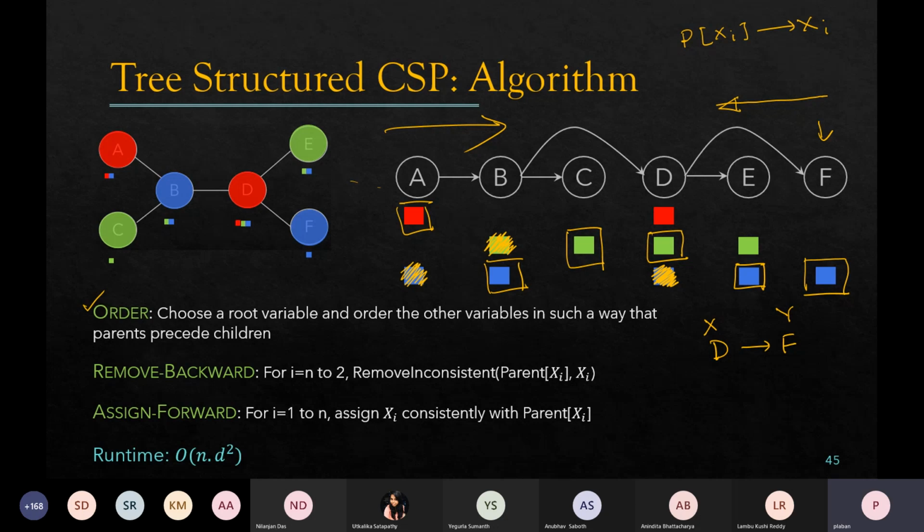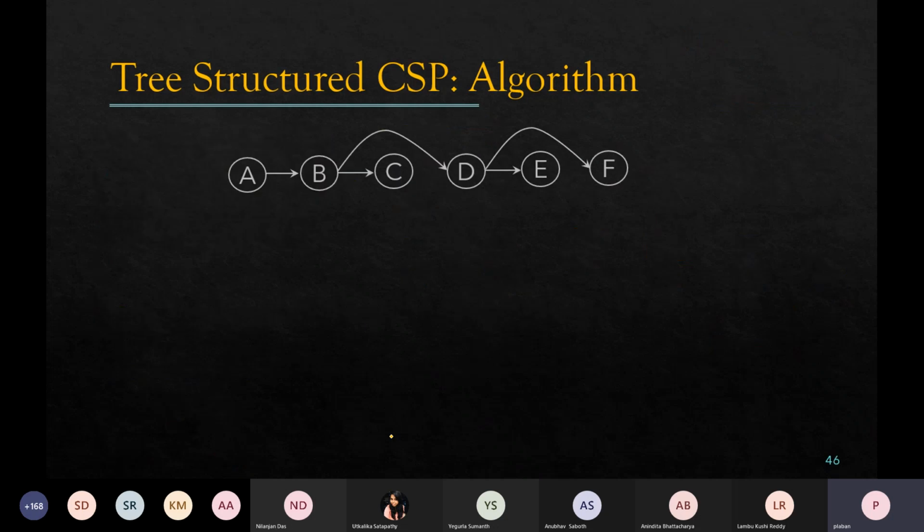So the running time is n(d square). Again, I'll not be explaining it here. You can give it a little thought, and you may also like to check out the video that I have shared, where I have explained why this is n(d square).